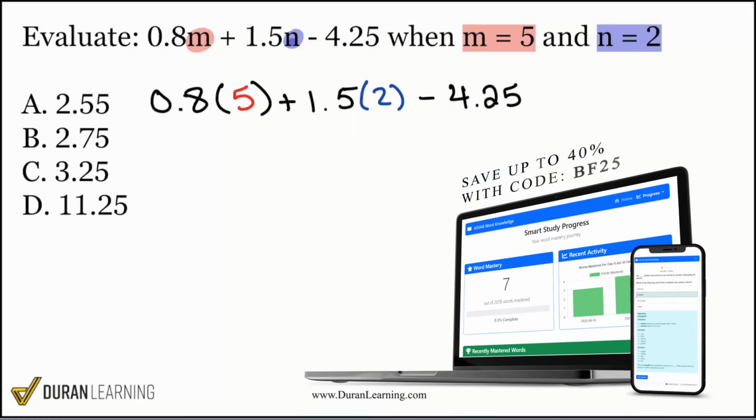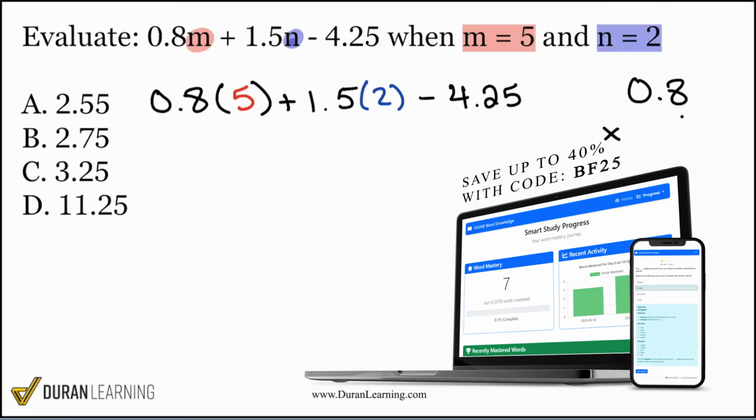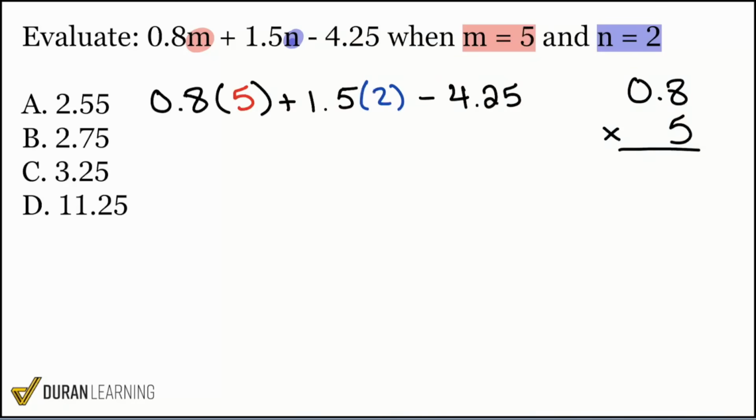Because when you have 0.8 multiplied by 5, that's the same as 8 times 5. And then we'll move the decimal place back one time. So 8 times 5 is 40. And then we'll move the decimal place back one time, because again, we just had one decimal place for the 0.8. So this is 4.0, which is the same thing as 4.